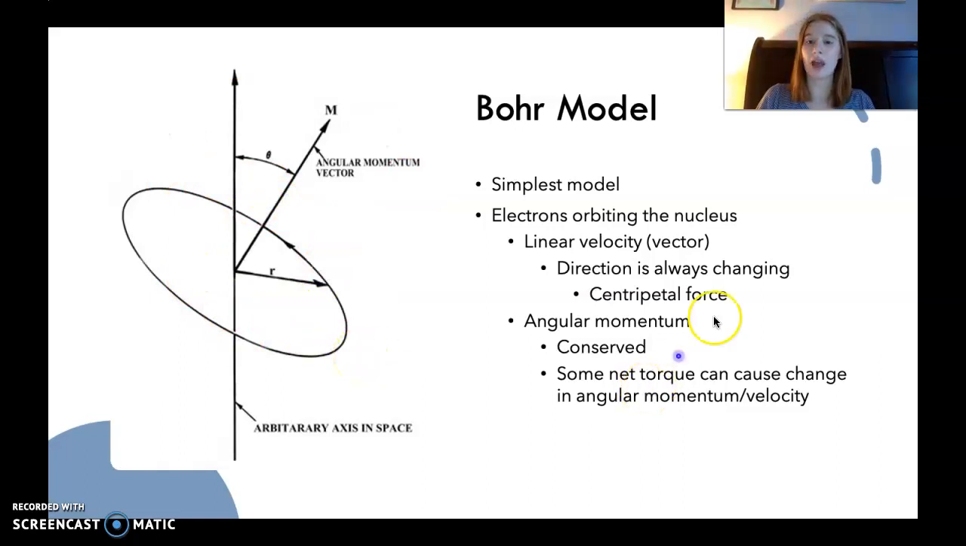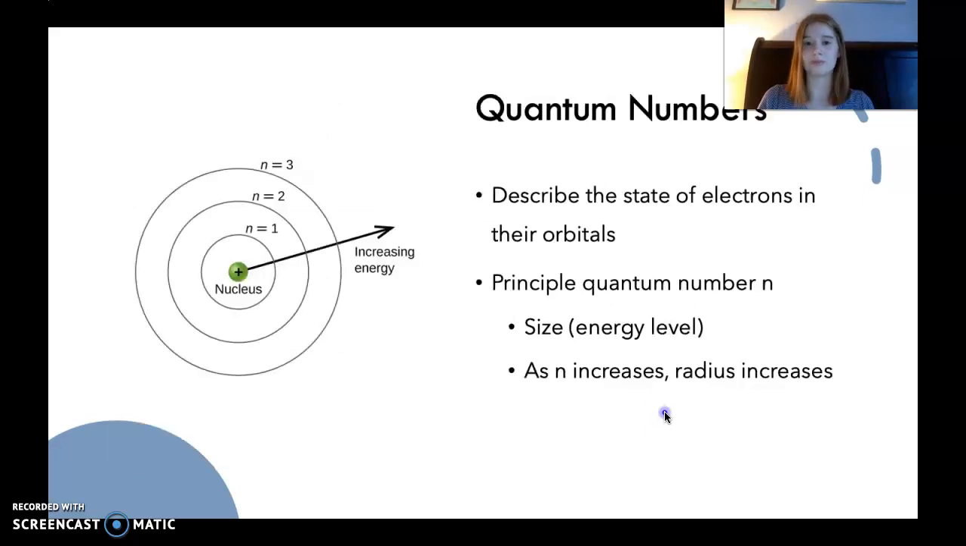These electrons also have angular momentum. Remember, angular momentum, as we studied it, in a closed system, is always conserved. So, what's really important to know about atoms is that while they remain undisturbed, they all have constant angular momentum and constant energy. But if there is some external force acting on it, some net torque, this can cause a change in the angular momentum or the velocity, either angular or linear.